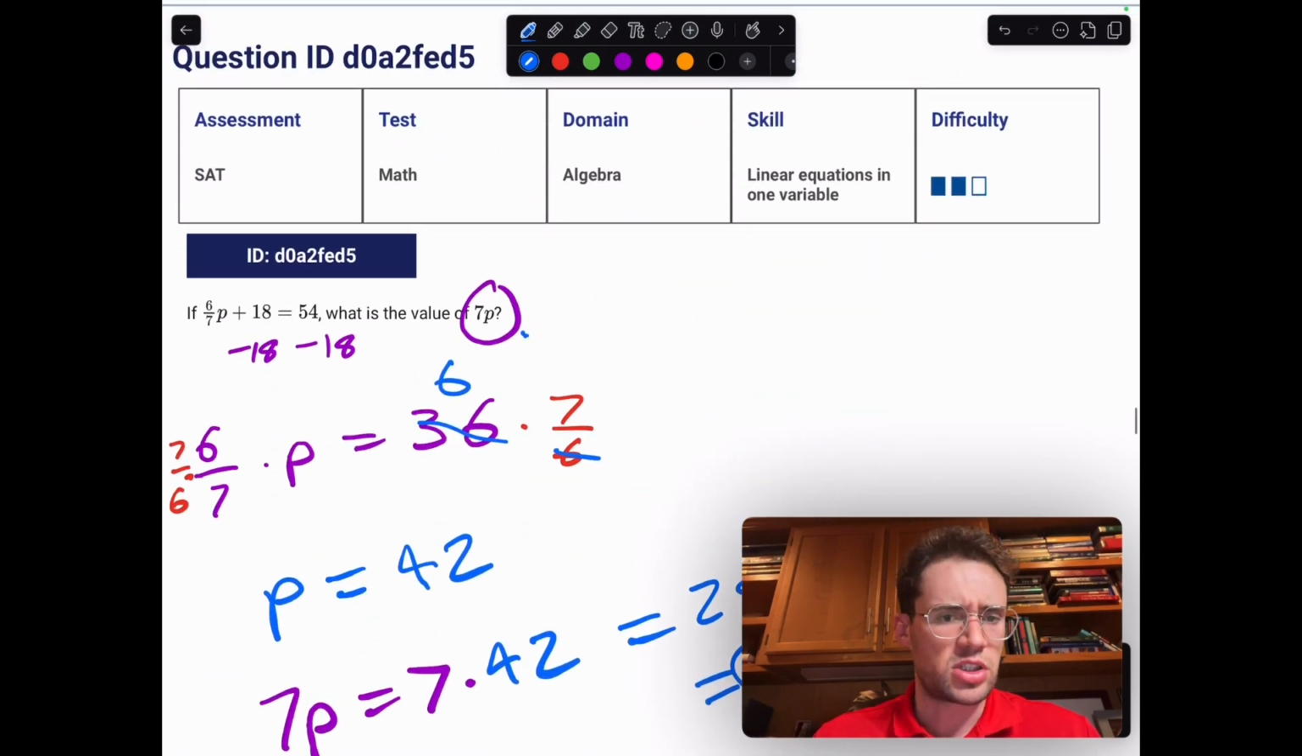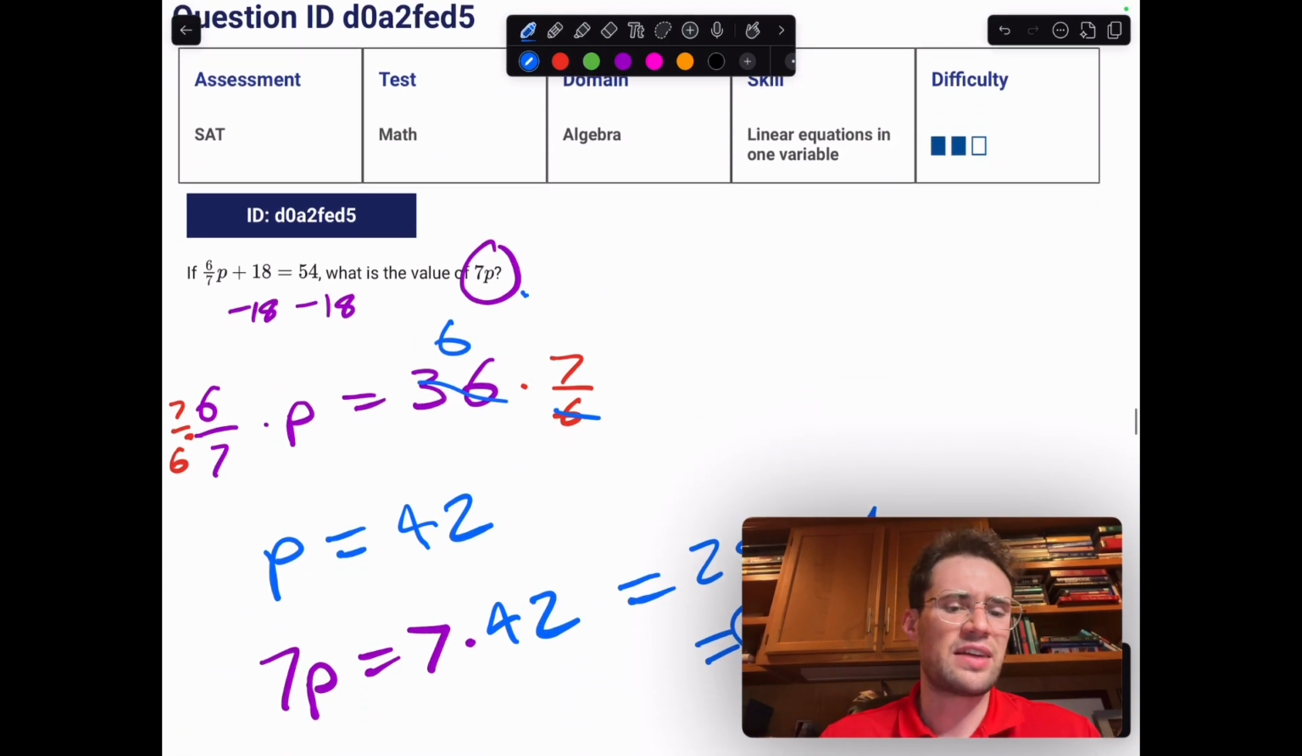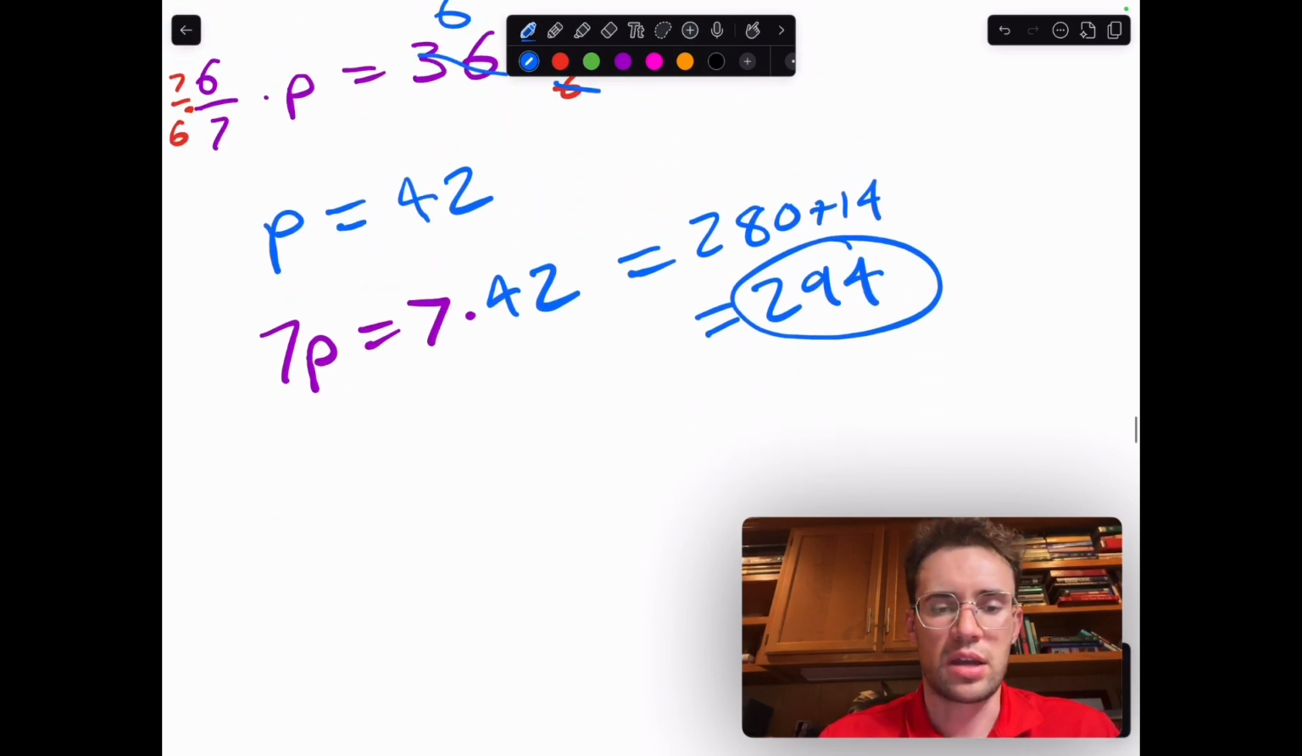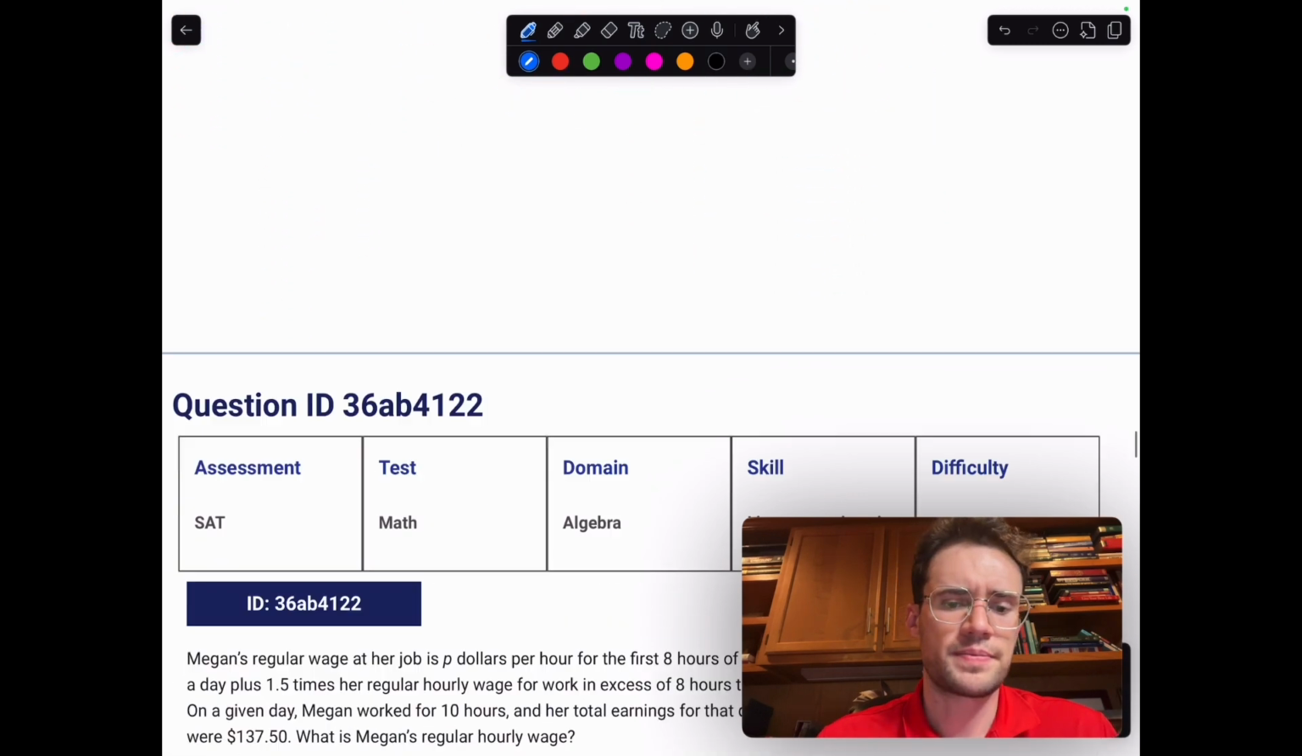I'm trying to think, is there a way to check this? This one, the 7p is not easy to check. You could check it with the 42, right? You could plug that 42 in. 6/7 times 42 would give you 36. 36 plus 18 is 54. All right, so as long as I multiplied 7 times 42 correctly, then this should be right.